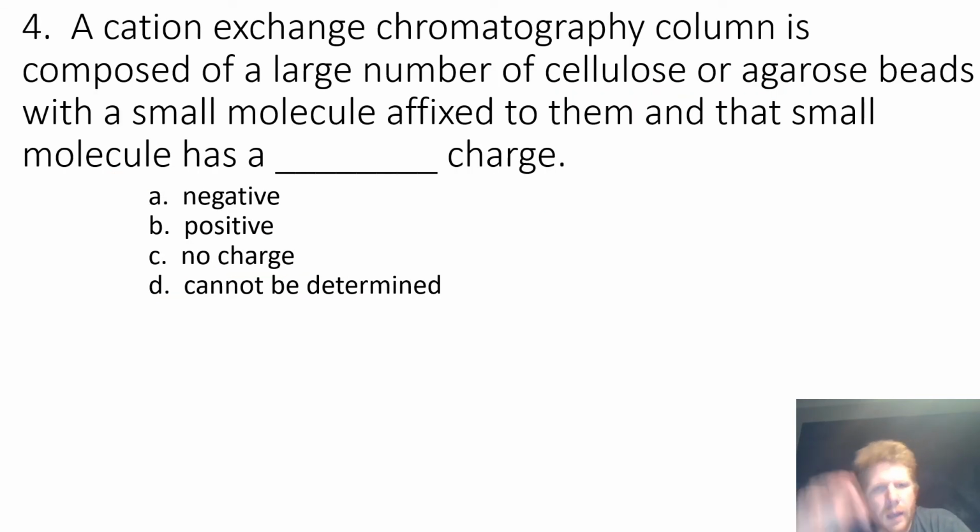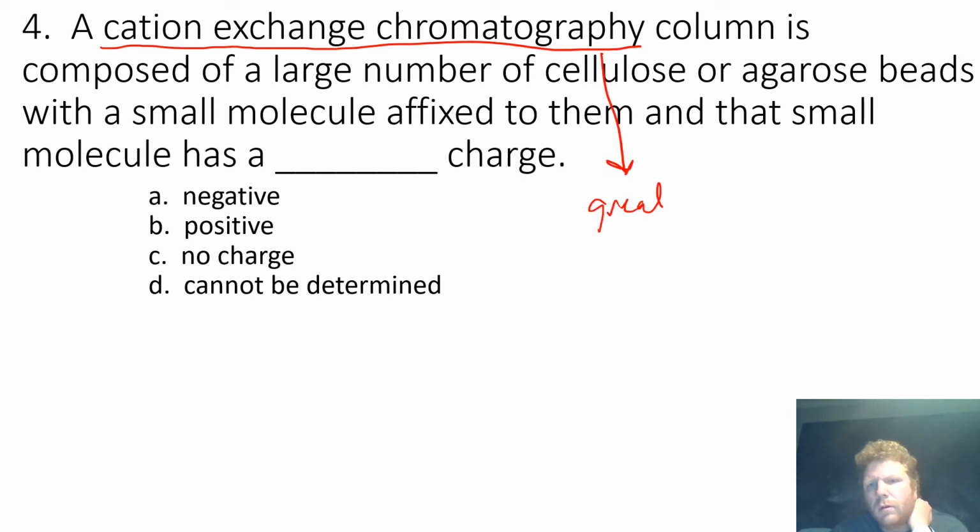Okay, a cation exchange chromatography column is composed of a large number of cellulose or agarose beads with a small molecule affixed to them, and that small molecule has a blank charge. Okay, so whenever you're looking at this sort of question and you are initially presented with a type of chromatography, a cation exchange chromatography column, what you should think is this is great for purifying positively charged molecules.